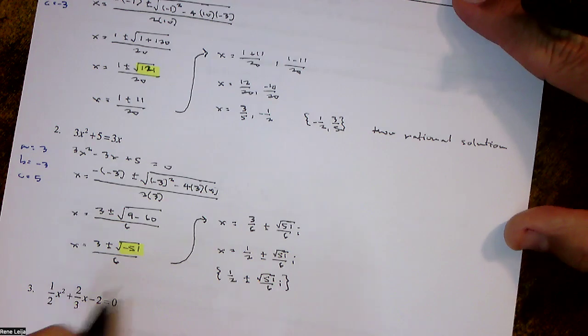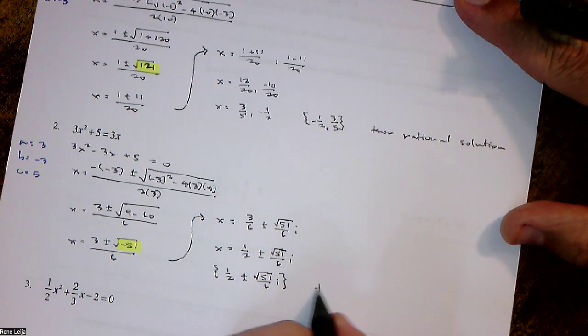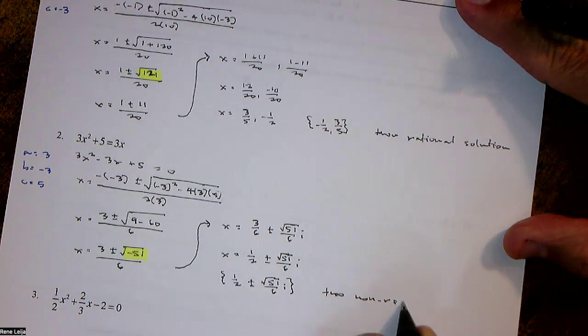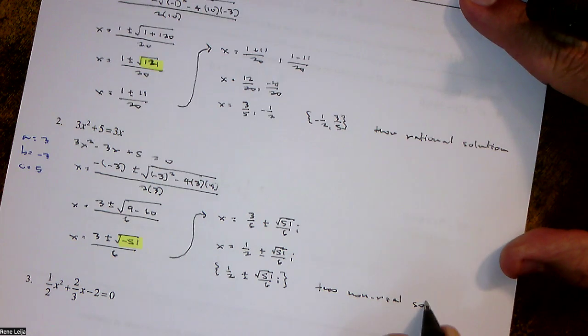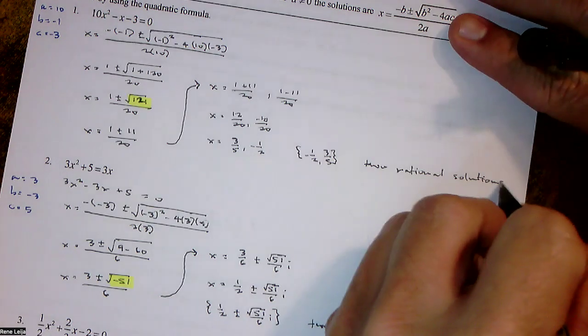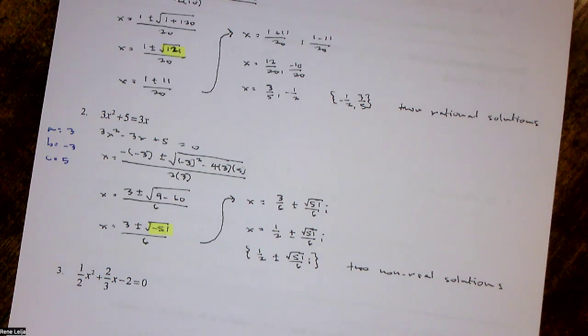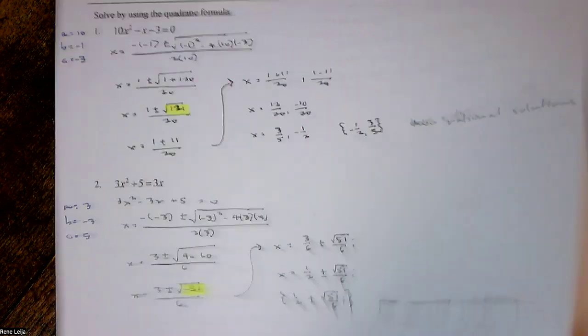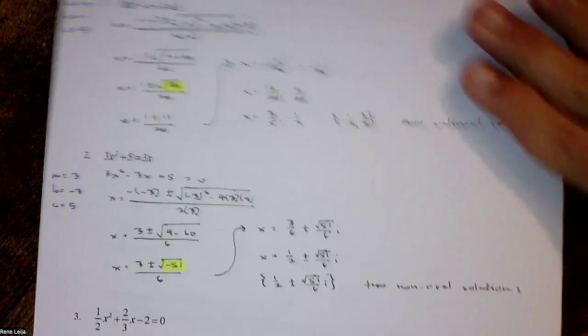Okay. Now, this gives you two non-real solutions. They're non-real solutions because you have an i in your answer, which means you can't calculate a number and know where to go on the graph to plot that point. Okay. All right. So now let's look at number 3.